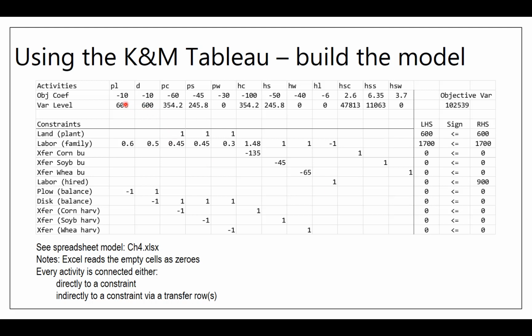We're going to plow 600 acres, disc 600 acres, and then when we get to the next stage of planting, we're going to split that out between corn and soybeans. We're going to harvest all the corn and soybeans and then transfer those to marketing activities. So this Tableau setup is nice. It tells you that those 354 acres are going to give you 47,813 bushels of corn and 11,000 bushels of soybeans. So you get the actual production amount there.